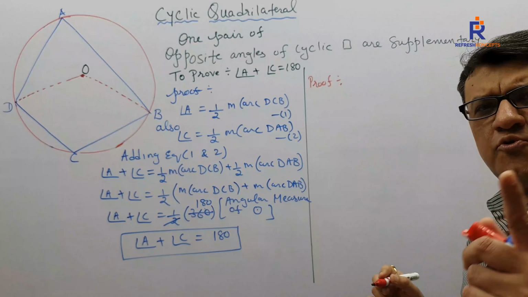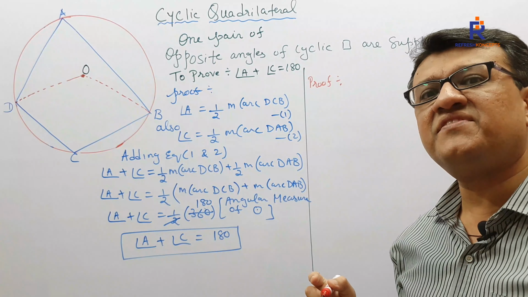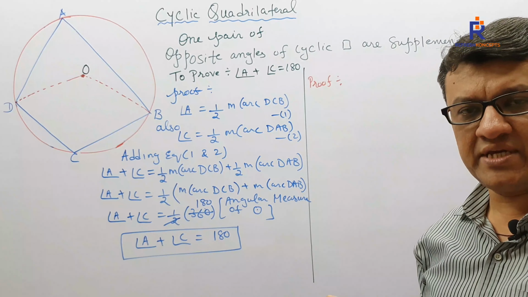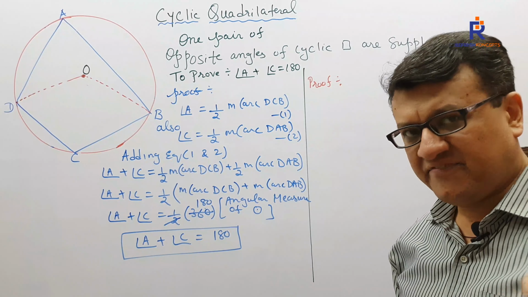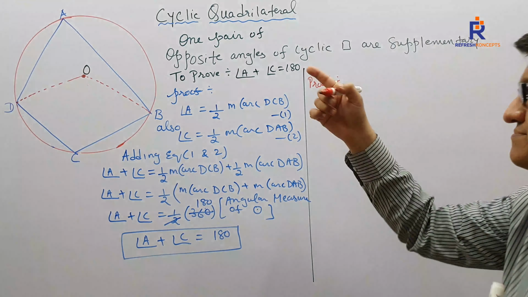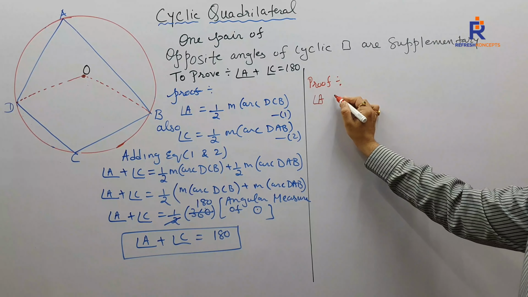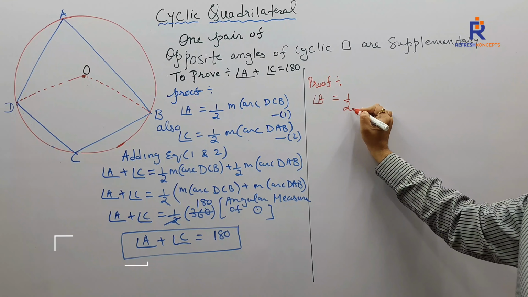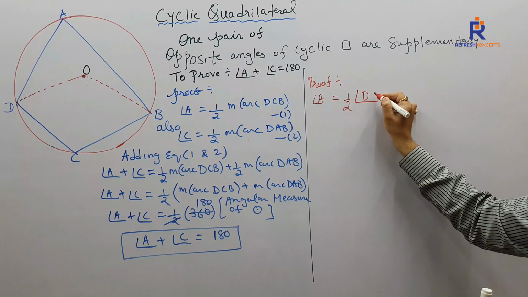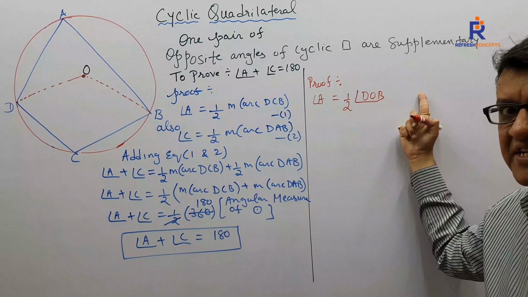Let's start. So what did we study in context to the central angle? Inscribed angle is half the central angle, or central angle is double the inscribed angle. Whatever you want, you can take it. Can I say angle A is half of angle DOB? Inscribed angle is half the central angle.